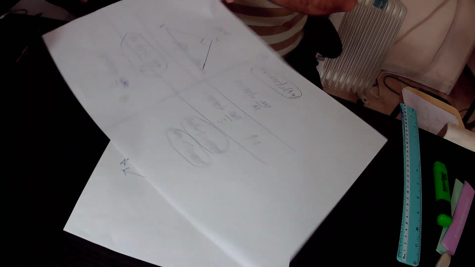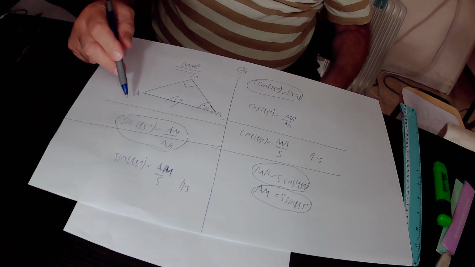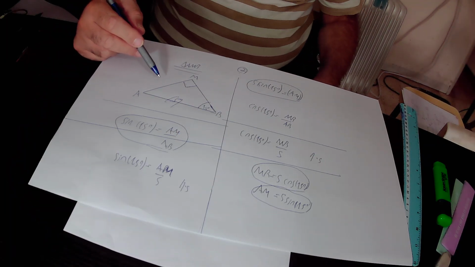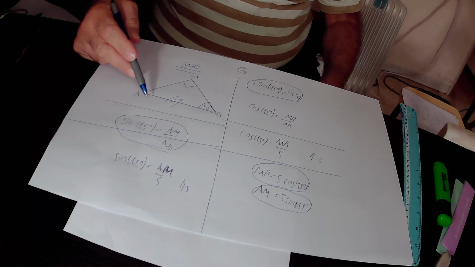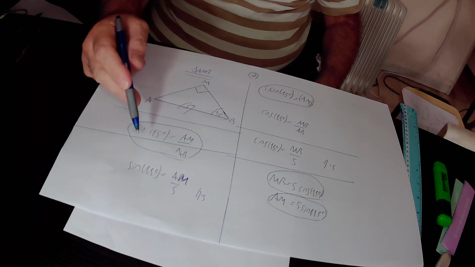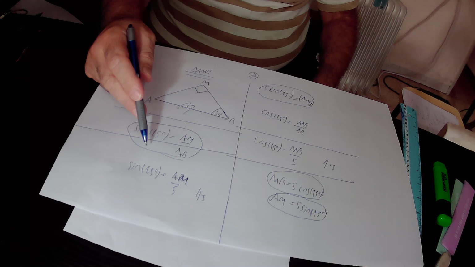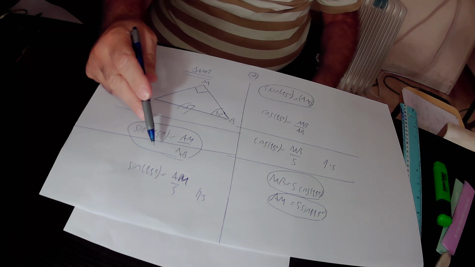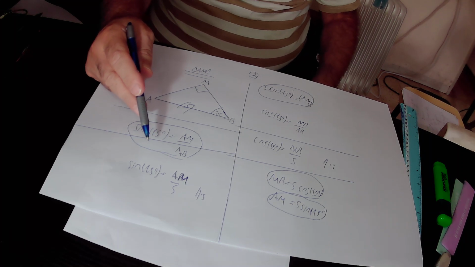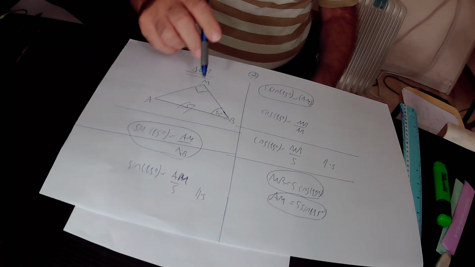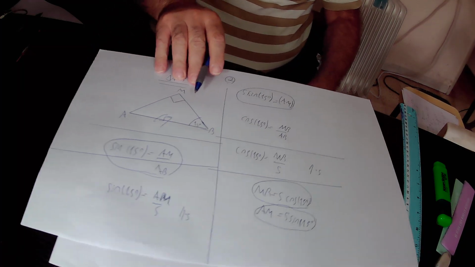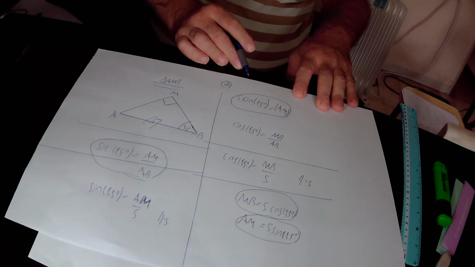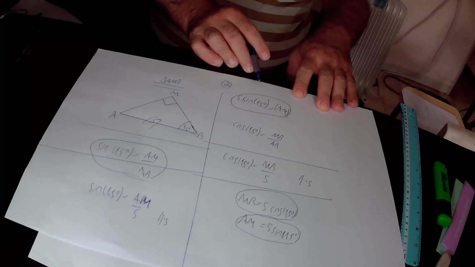So sine 15 degrees equals AM over AB. AB is 5, so substitute AB by 5. In total, sine 15 degrees equals AM over 5. Here we multiply this expression by 5 and find that AM is equal to 5 times sine 15 degrees.